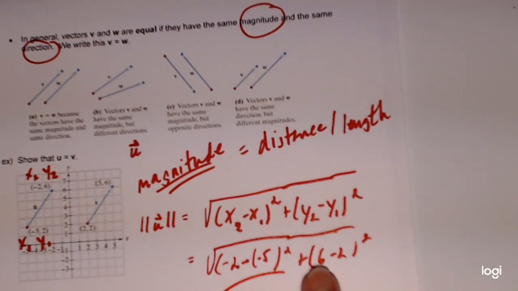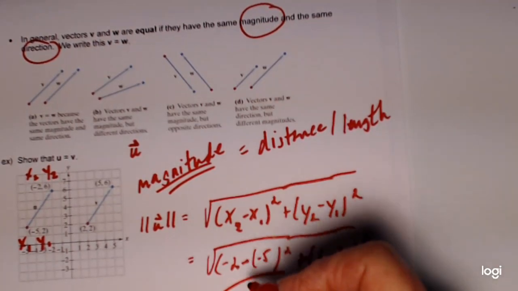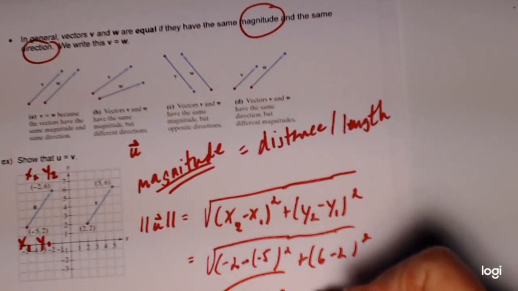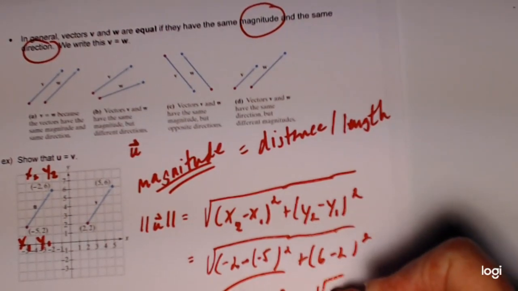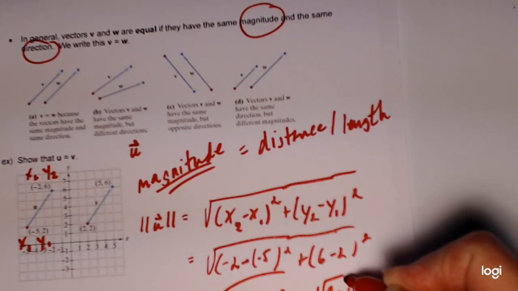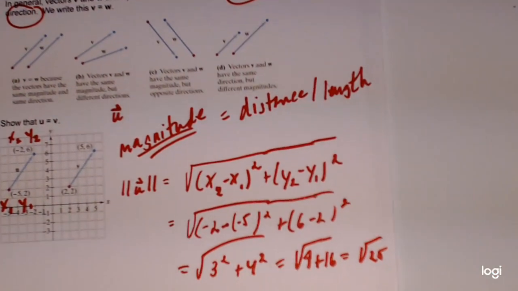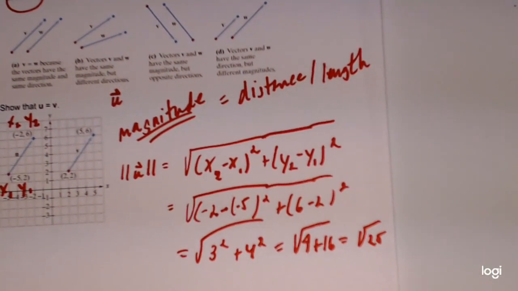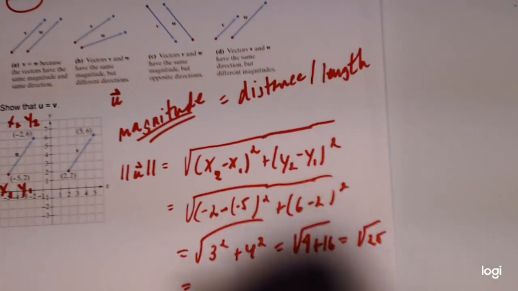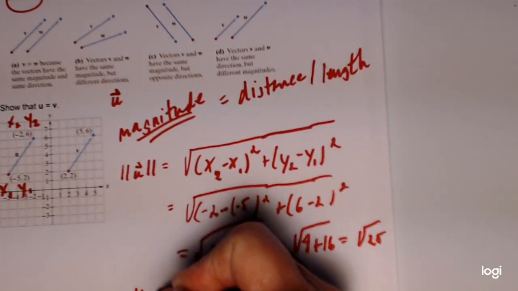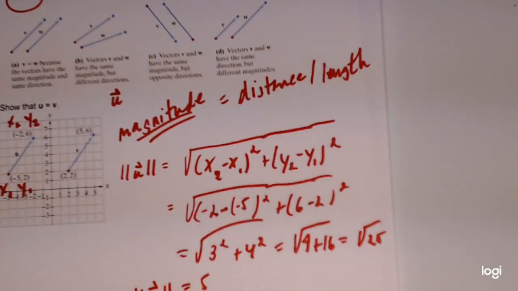And then over here, 6 minus 2 is 4. So we have 4 squared. And now we have 3 squared, 9, 4 squared, 16. 9 plus 16 is 25. And now this would be 5. So the magnitude of vector u is equal to 5.